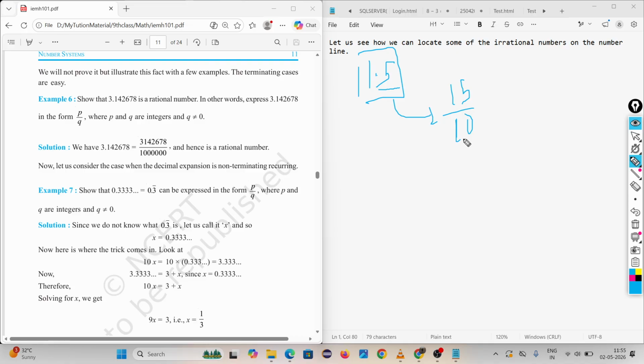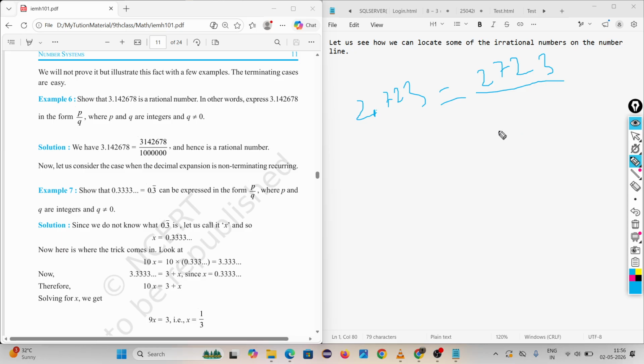Like this, 2.723. Convert this into a fraction. Remove the decimal point, and write the number you obtain on the numerator. Then count decimal places. Decimal places means after the decimal, how many digits are there? After the point there are 3 digits, so put 3 zeros along with 1. This is how we convert a terminating decimal into a rational number.